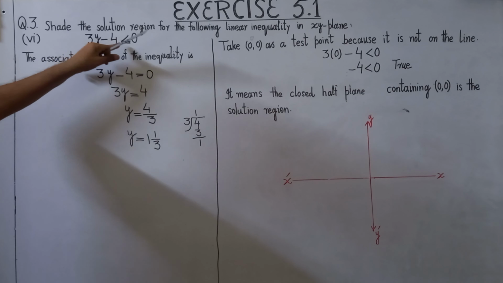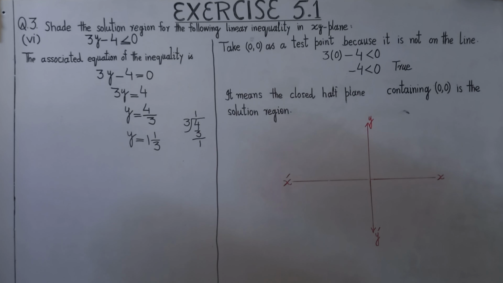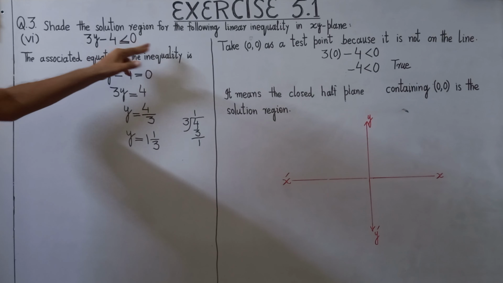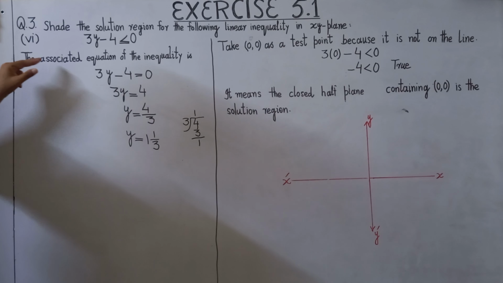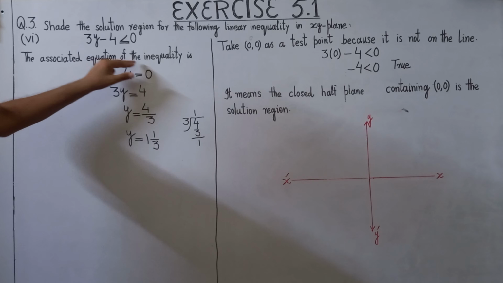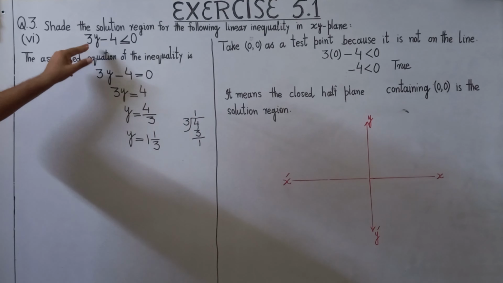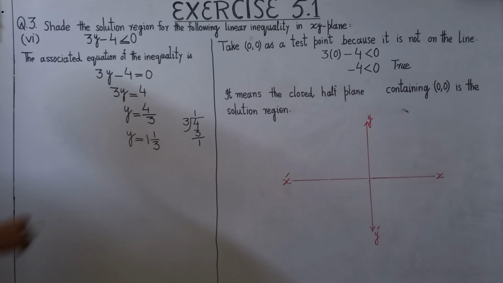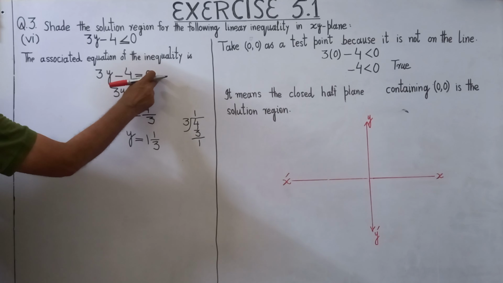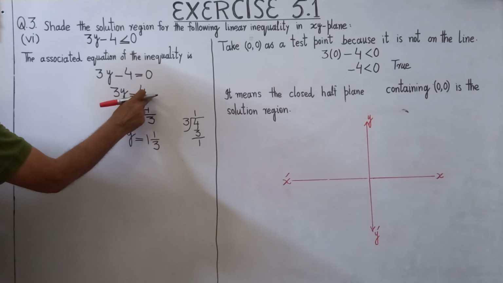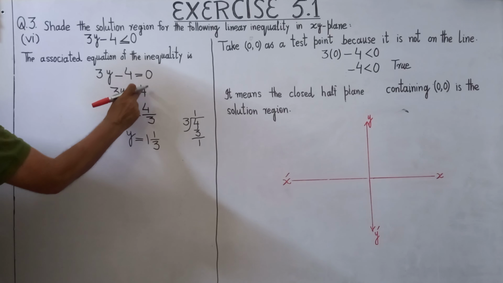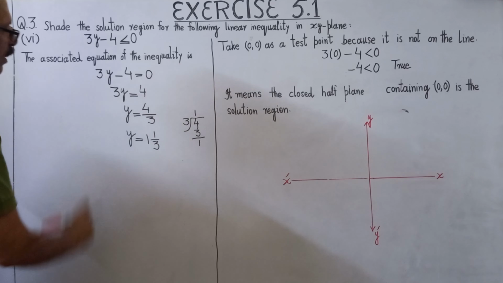3y minus 4 is less than or equal to 0. The corresponding equation of this inequality, or you can say the associated equation of this inequality, is 3y minus 4 is equal to 0. Transpose the constant term to the right hand side, 3y is equal to positive 4. Dividing both sides by 3, 3 cancelled with 3, y is equal to 4 by 3.